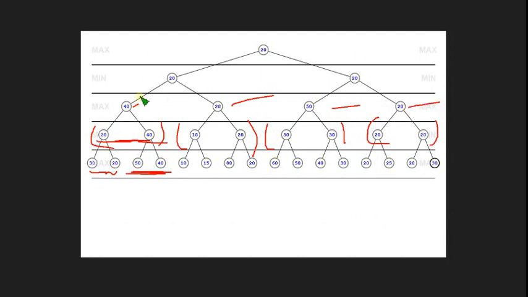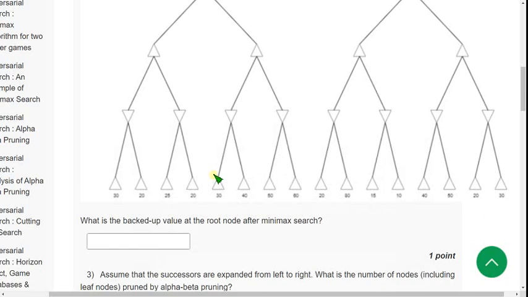Then again we will perform the minimum of these two. So from here 20 will be selected, and from here also 20 will be selected. And there is no minimum or maximum to decide between 20 and 20 because those are the same values. We will perform the maximum, so the maximum will definitely give 20 again. So I think for the second question the answer is 20.